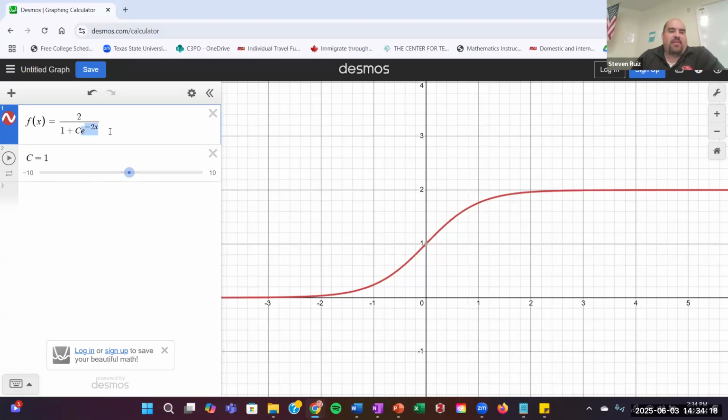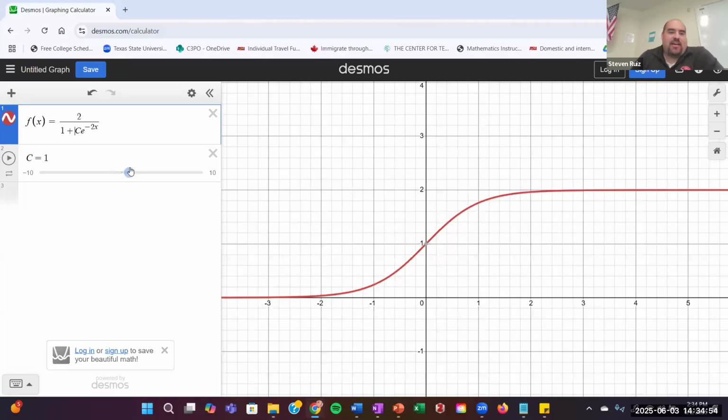This is an exponential term. If you raise a positive number to a power, I don't care what that power is, negative or positive, that's only going to be positive. So essentially what I'm doing here is I'm dividing 2, a positive number, by a positive number. So what's going to happen as c gets larger? Basically, I am making the denominator larger. So how would I expect this function to behave if I make the denominator larger? I would expect the overall value of the function to get smaller.